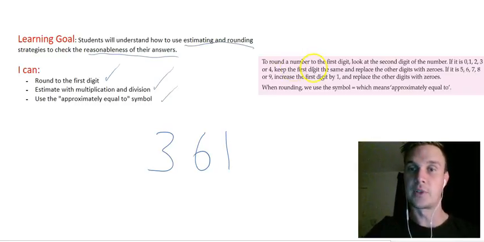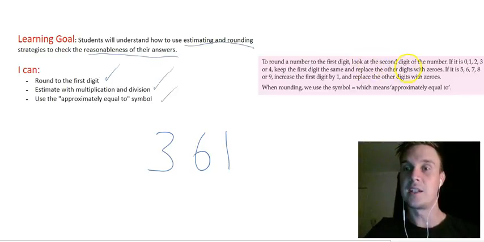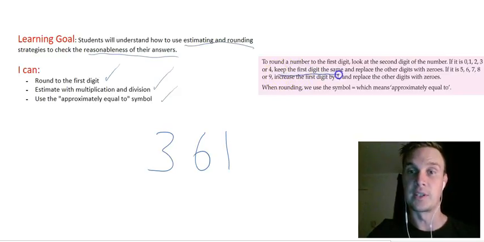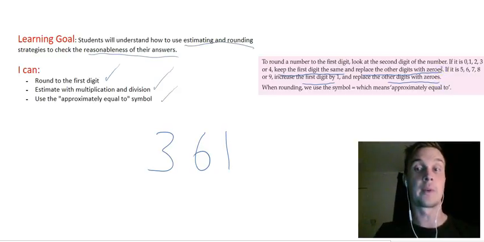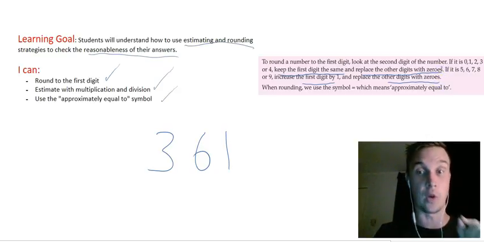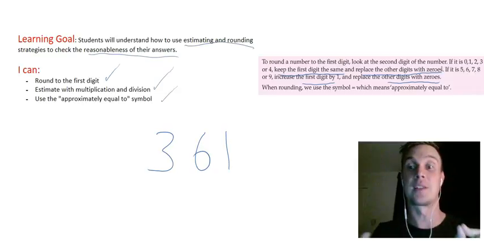To round a number to the first digit, look at the second digit of the number. If it is 0, 1, 2, 3, or 4, you keep the first digit the same and replace the other digits with zeros. Now that's important, that part there. If it is 5, 6, 7, 8, or 9, increase the first digit by 1 and replace the other digits with 0. So it's important that when we're rounding to the first digit, we know which one the first digit is and the rest of the numbers are 0.